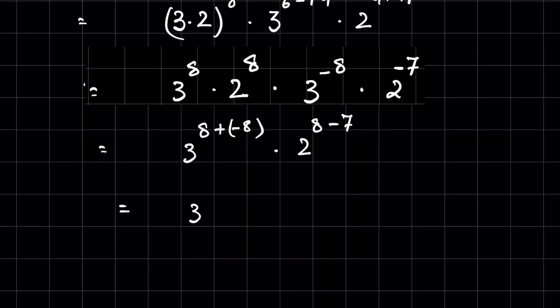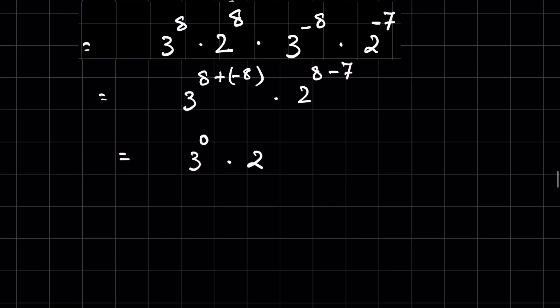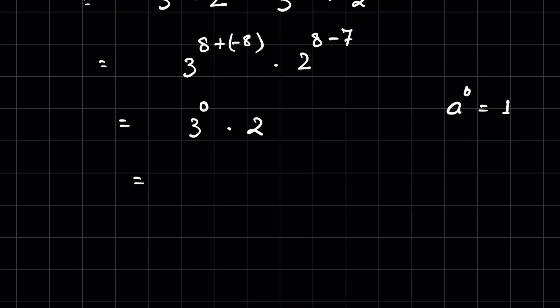3 to the power 8 minus 8 is 3 to the power 0 times 2 to the power 8 minus 7, which is 1. A to the power 0 value is 1. So 3 to the power 0 value is 1, times 2.